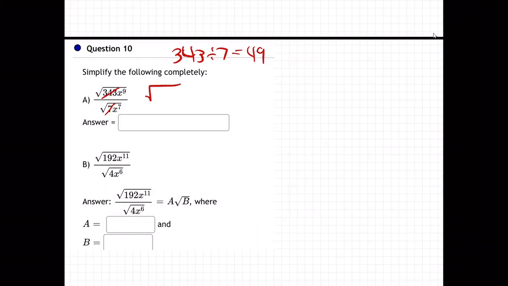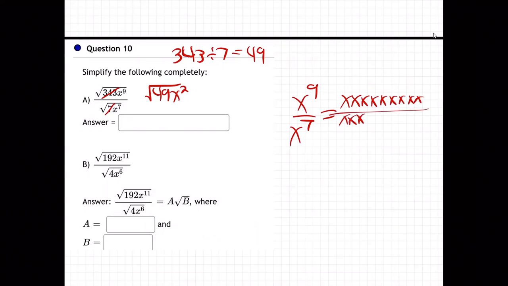So then that leaves the 49 at the top. And what do you do with the powers? Subtract them. Remember that we've learned that before, right? X to the 9th over X to the 7th. What does that mean? Well, it means 9 X's over 7 X's. So what happens? Cancel, cancel, cancel, cancel, cancel, cancel, cancel, with 2 left over on the top. So you really just subtract the powers. Does that make sense? Okay, so you just subtract the powers.